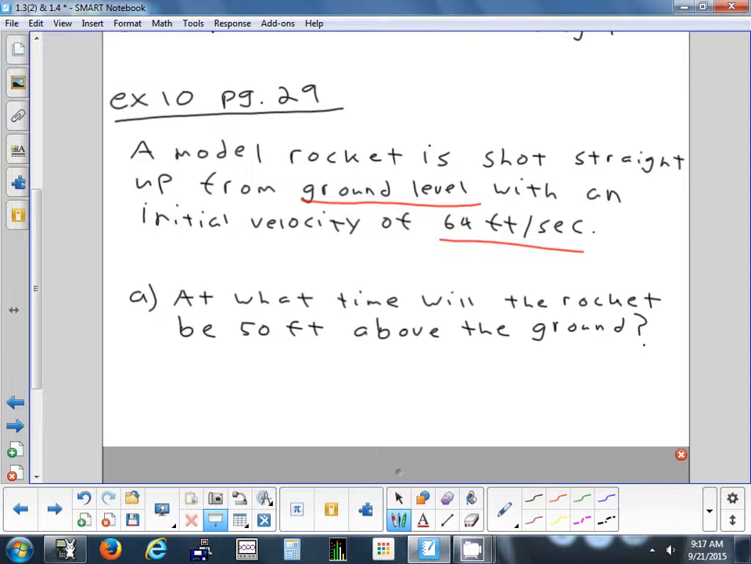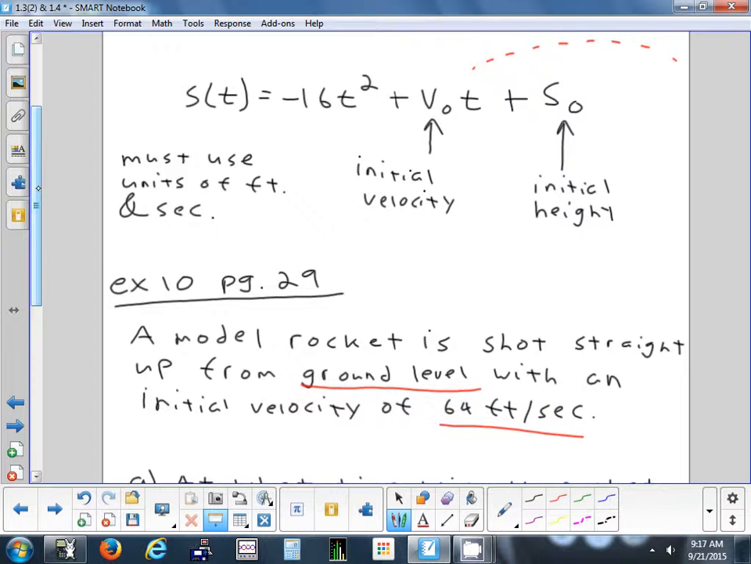All right, so first thing I want to find is what time will the rocket be 50 feet above the ground? Right, so the first thing I'm going to do is just set up my equation, but I'm going to fill in the numbers I have. 64 for v sub 0 and 0 for s sub 0. Okay, we're not even going to need initial height in this problem. It's from the ground.